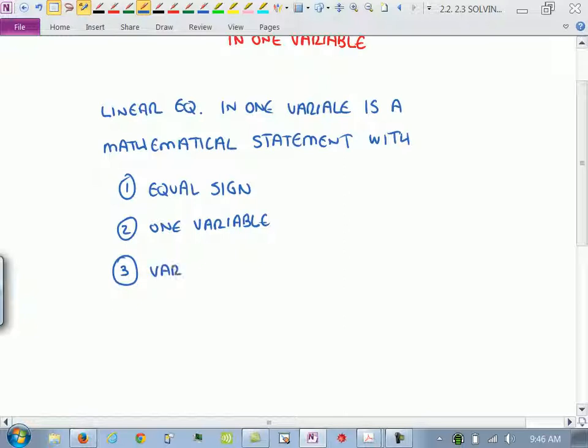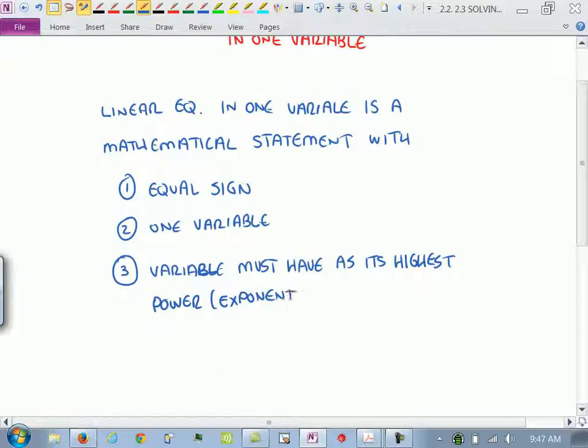The variable must have, as its highest power, and if you don't like the word power, you want to use exponent instead, 1. In other words, the number 1. Okay. I'll explain it as I write this down. Okay. I'm going to give you an example right below this.